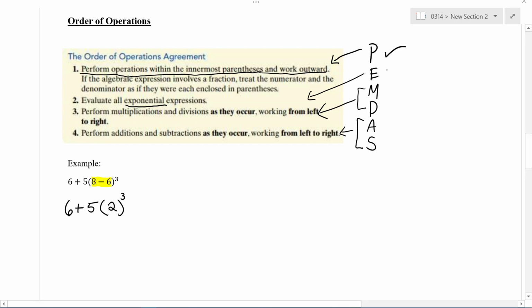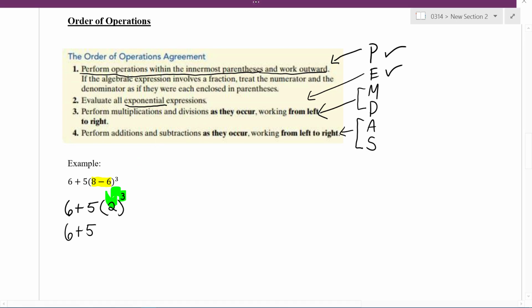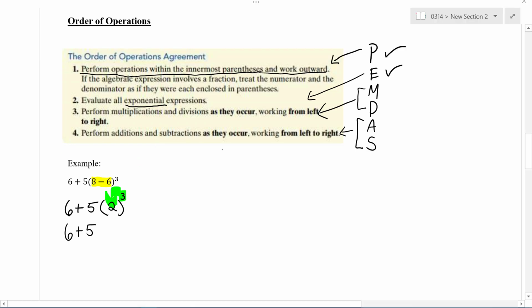Well, the next operation is exponents. So I have to do any exponents. So I have 6 plus 5, and the exponent that I see is right here. So I have to find out what is the base for that exponent of 3. Well, that base is the 2. So what is 2 to the power of 3? So we'll come to the side. Well, that's 2 times itself 3 times, which is 8. So I'm going to put right here the 8.